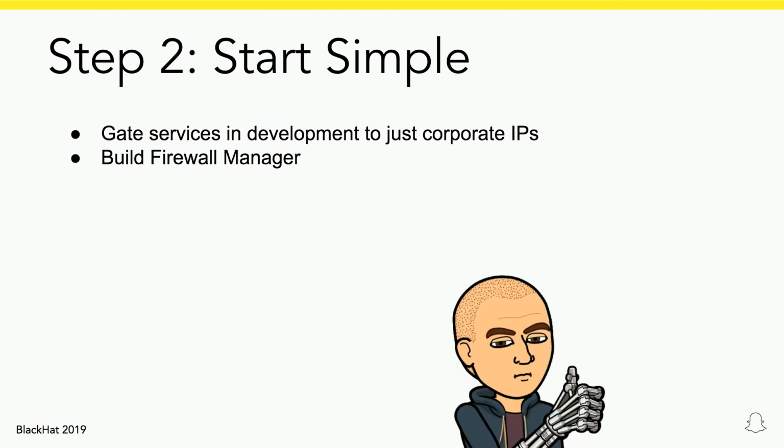Then the first step, start to create a perimeter firewall manager, and you can start with IPs. That's how we started, and that allows you to at least stop the bleeding. You know what's coming into your network.